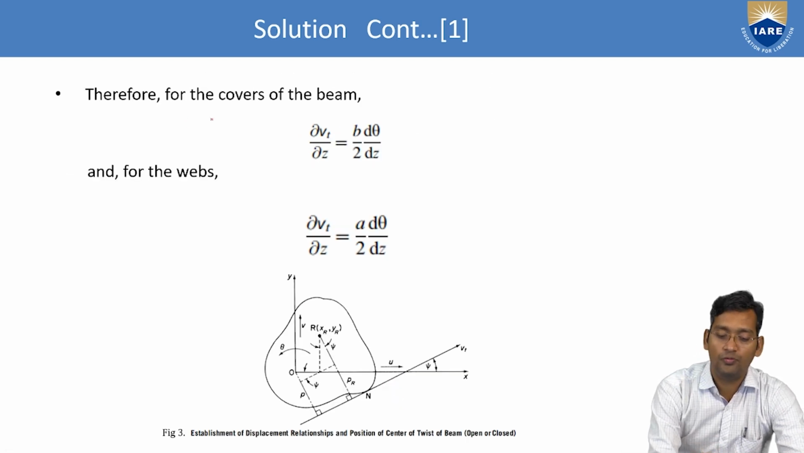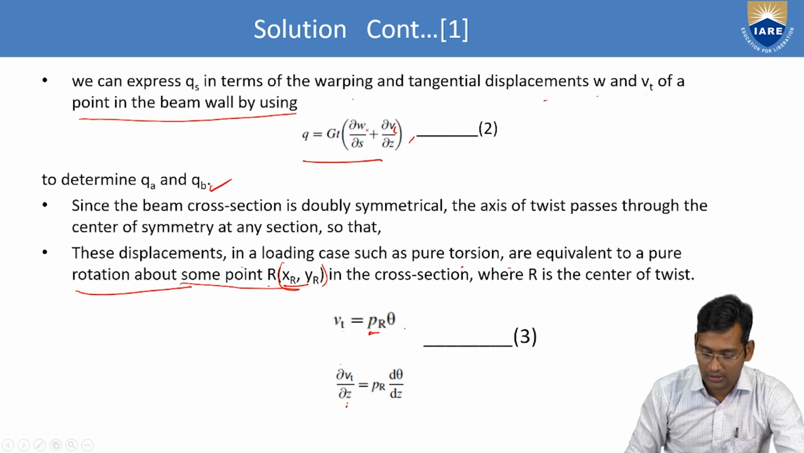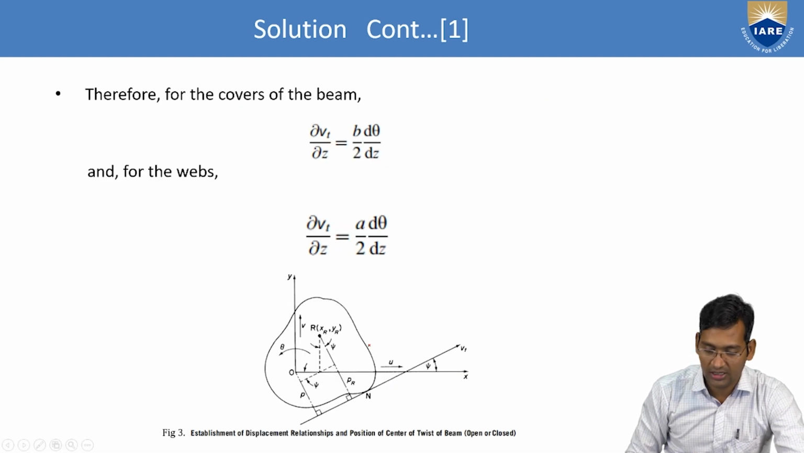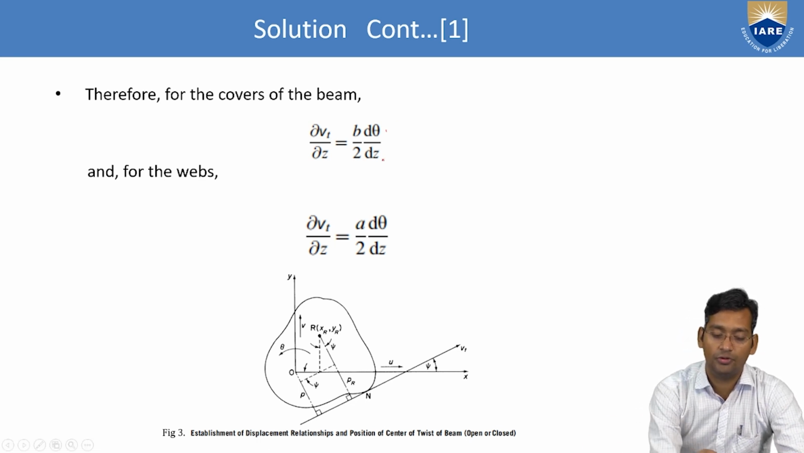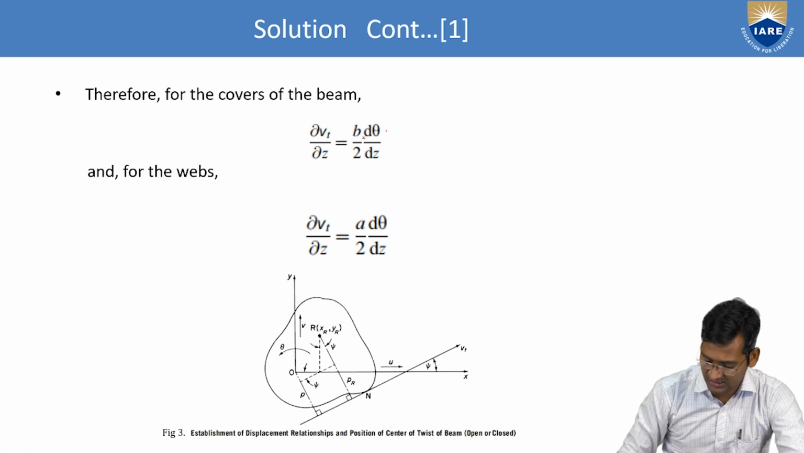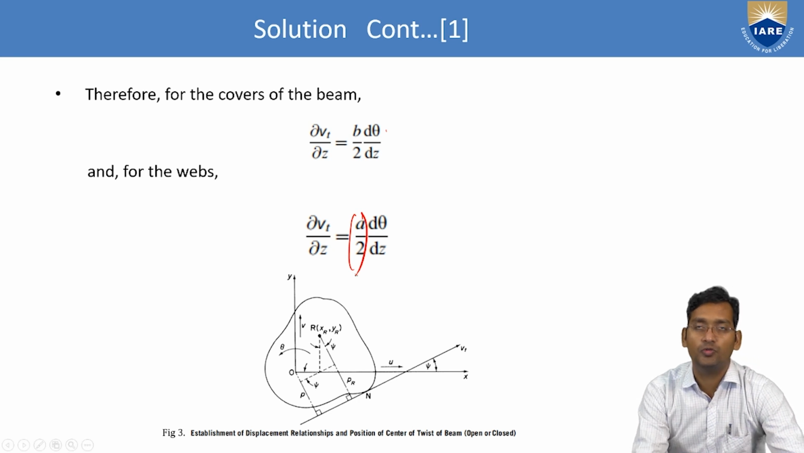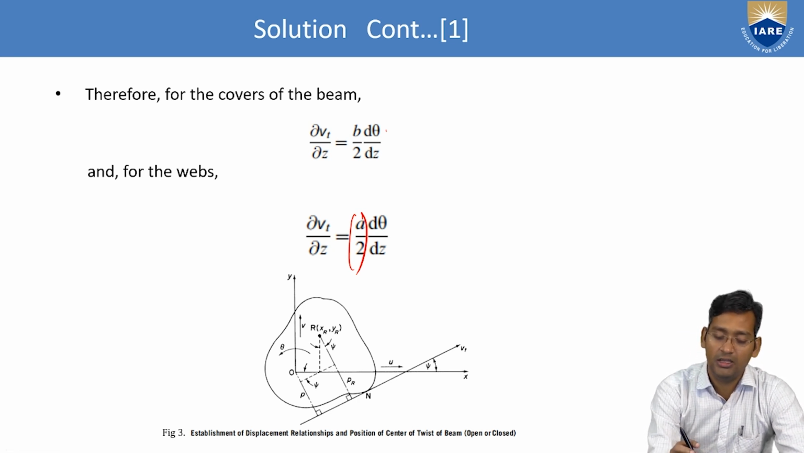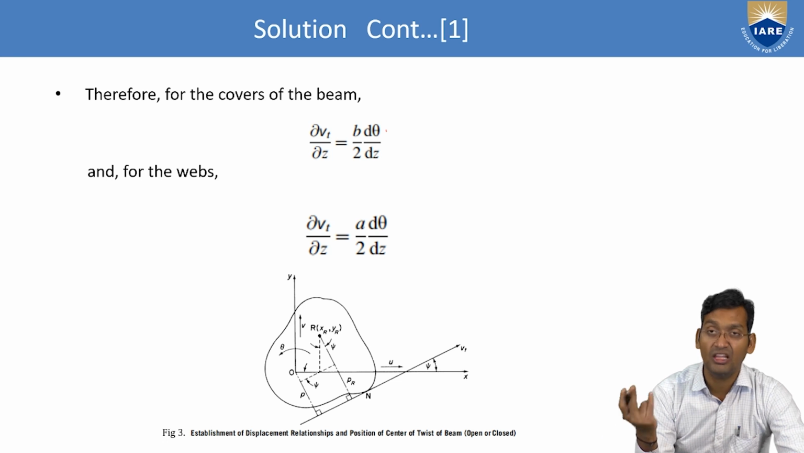Therefore, for the covers of the beam, del Vt by del Z is PR, and PR is B by 2 into d theta by dz. And for the web, del Vt by del Z is again PR, which will be A by 2 for the web. So del Vt by del Z for the web equals A by 2 d theta by dz. Now, how are they related?